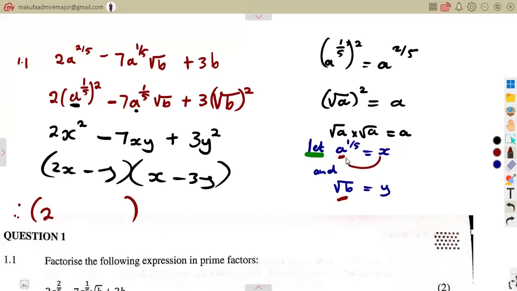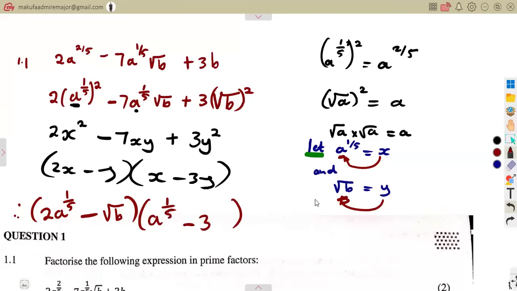What is x? A to the exponent of 1 over 5, minus y. What is y? Y is equal to the square root of b. Into another bracket, we've got x, x being a to the exponent of 1 over 5, minus 3y, and y is the square root of b. Just like that.